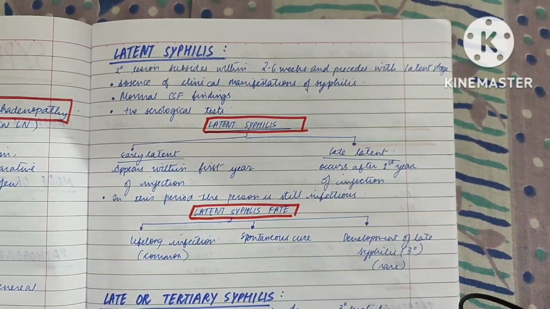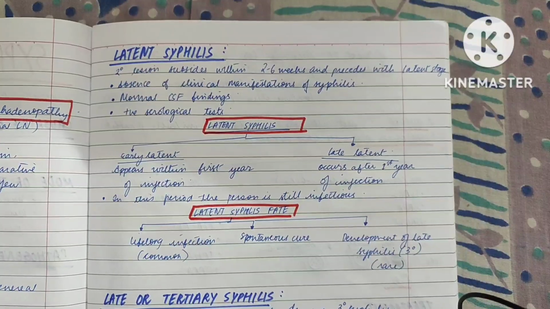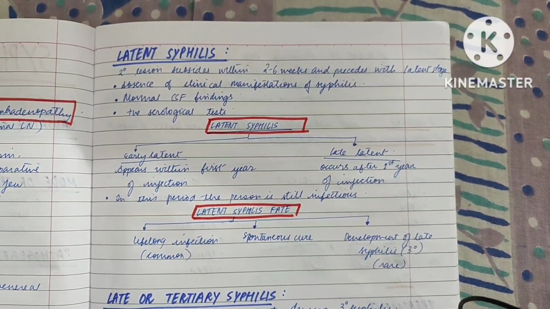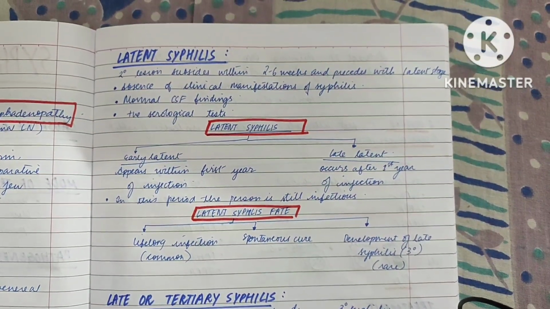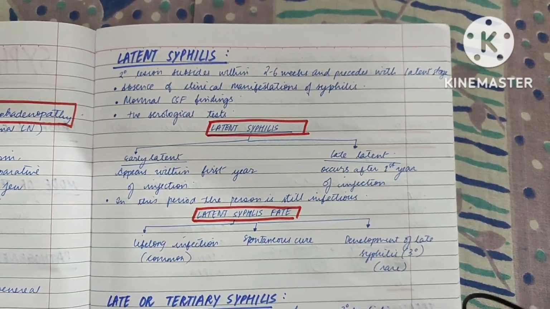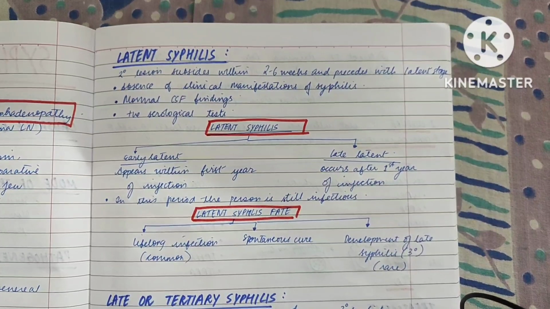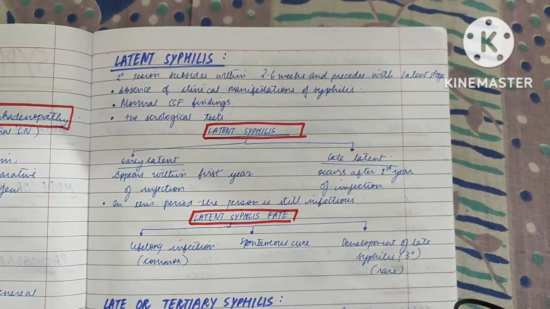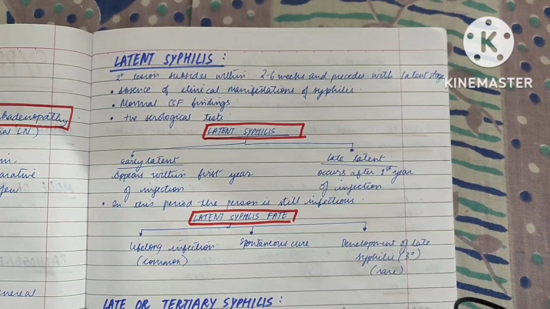What is the fate of latent syphilis? What could happen after latent syphilis? Maybe the person will have a persistent lifelong infection, which is the most common fate. Or there could be development of late syphilis, that is tertiary syphilis, which is rare, or there could be a spontaneous cure.